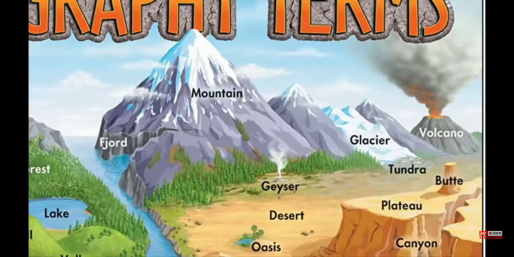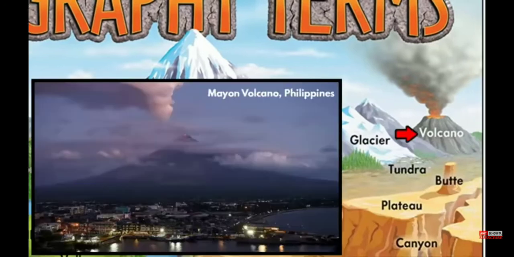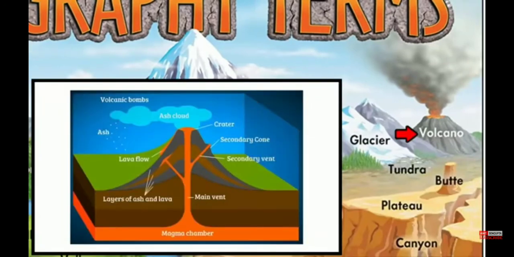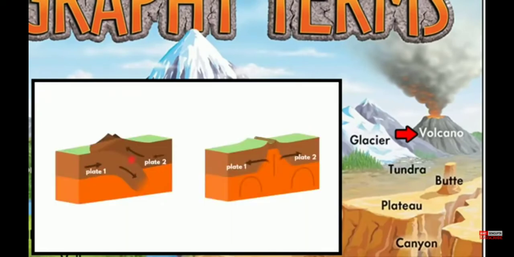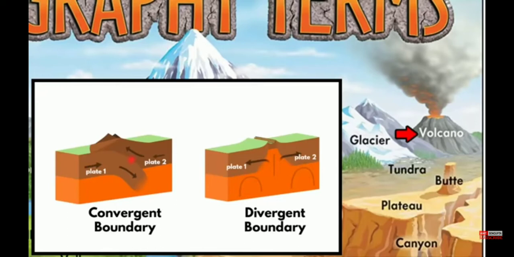Now coming to a volcano. Volcanoes are formed when magma comes out from within the Earth's upper mantle. Now how does magma come out of the Earth's crust? It can happen in two ways: when two tectonic plates collide or when two tectonic plates move apart.